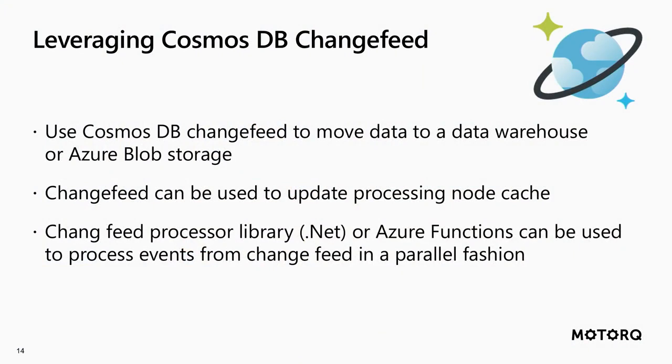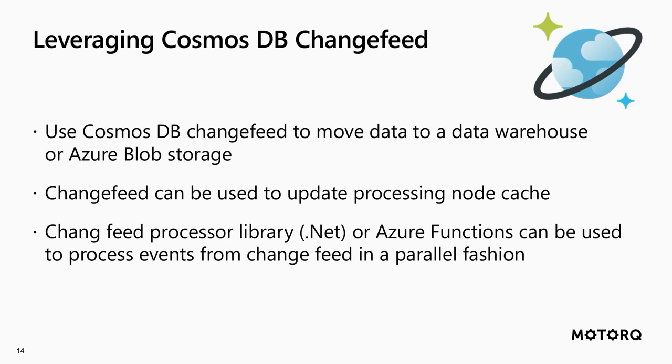In case concurrent writes are possible for the same record and you want to avoid corrupting data, you can use optimistic concurrency by leveraging the ETags available in the Cosmos DB documents. And we use Cosmos DB Change Feed a lot. We use the Change Feed to move data from Cosmos DB to our data warehouses, and also to move data to cold storage. And then we use Change Feed to update our in-memory cache of the processing node.